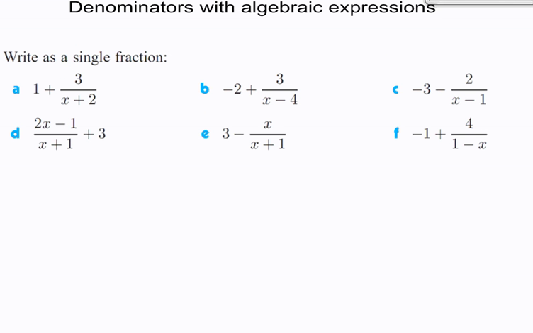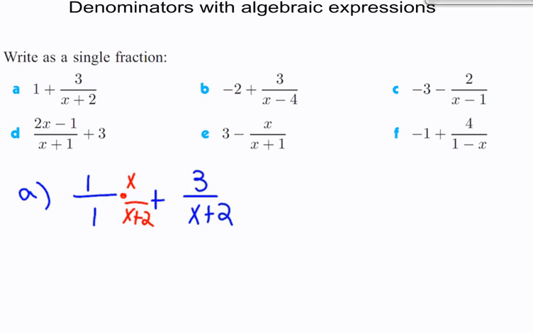So, some more examples. Now in the denominator we have a binomial. For letter A, we've got 1 over 1 plus 3 over x plus 2. Again, we want a common denominator before we add these. So we can multiply 1 by x plus 2 to get a common denominator of x plus 2. We'll have to multiply both the numerator and the denominator by x plus 2.